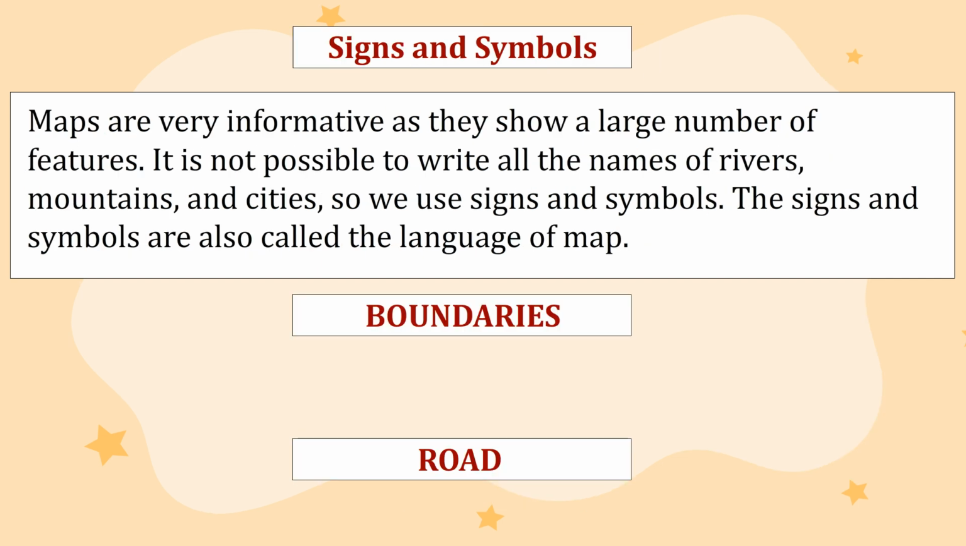Signs and symbols. Maps are very informative as they show a large number of features. It is not possible to write all the names of rivers, mountains, and cities, so we use signs and symbols. The signs and symbols are also called the language of map.